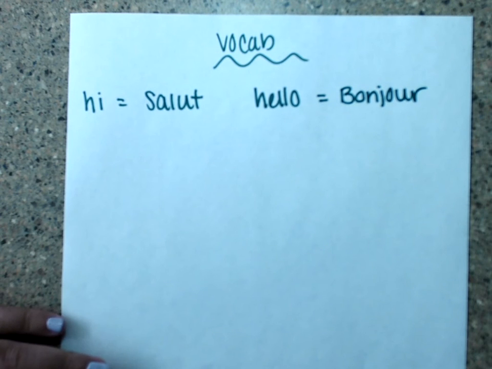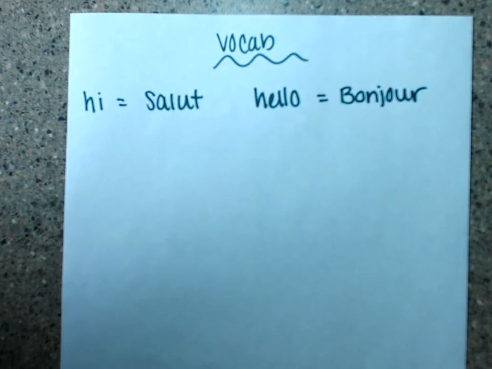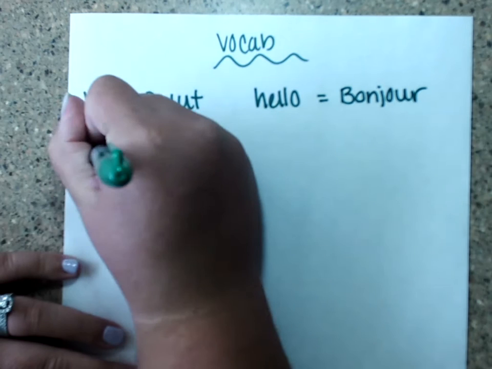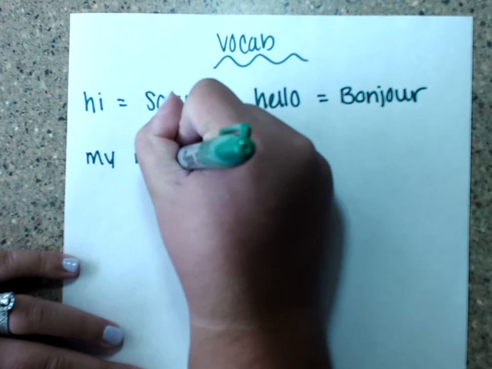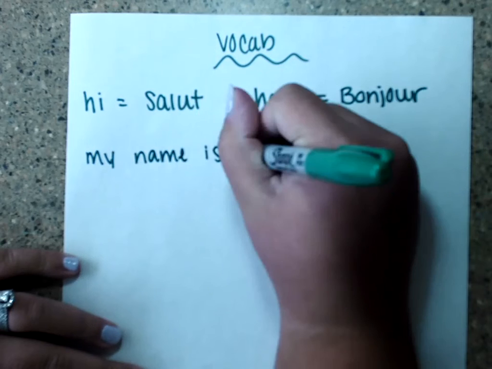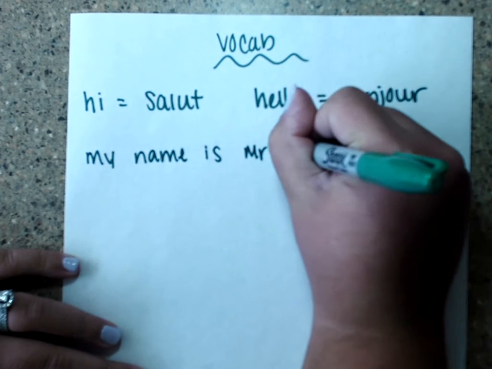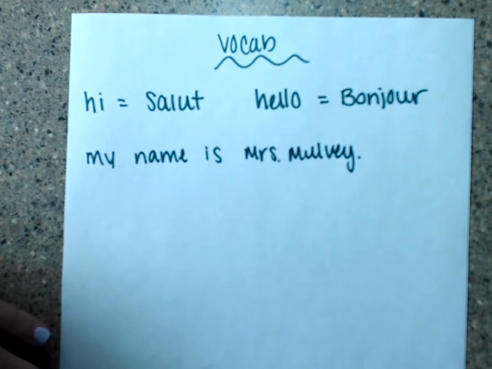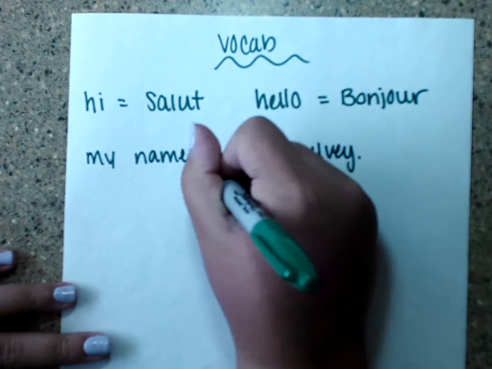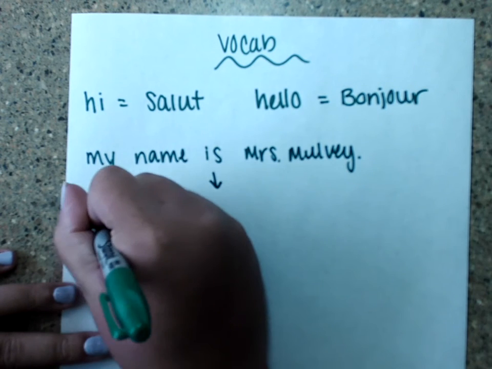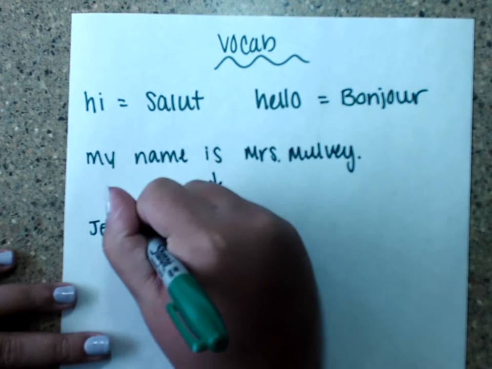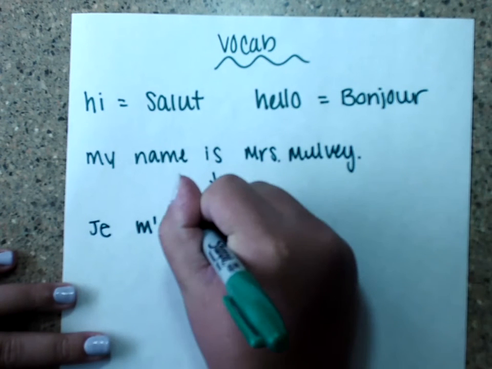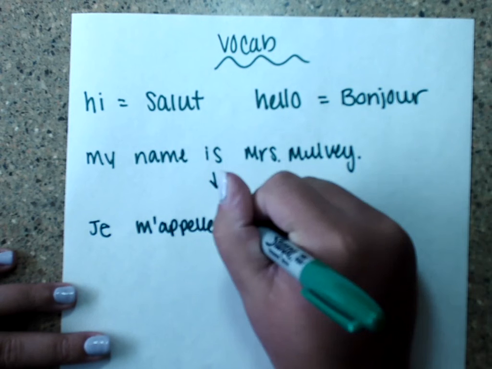The next thing I want to talk about is how to say my name is. So since we're getting ready to pick French names, I want to make sure that you are able to say what your name is. So in English, we have my name is, and then I'm just going to put my name as an example. So in English, we have my name is, and then whatever your name is. In French, this is all going to translate to je m'appelle, and then you'd put your name.